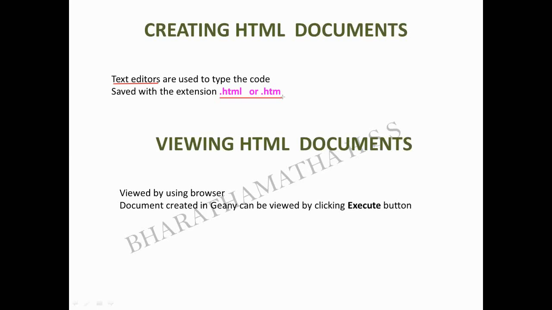So where are we going to write the coding? We will write the coding in a text editor. In Windows, you can use WordPad or Notepad. In Ubuntu, you can use the Genie editor. After writing all the required contents, enclosed inside your tags, you have to save it with the extension .html or .htm. Okay, now it is saved. After this, you have to see the output. Yes or no? For that you need a browser in your system.